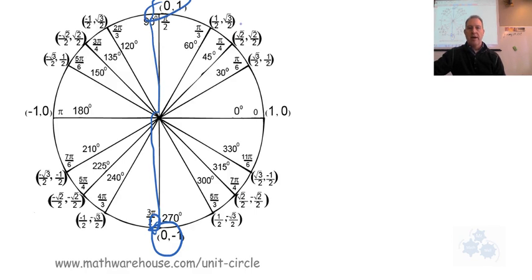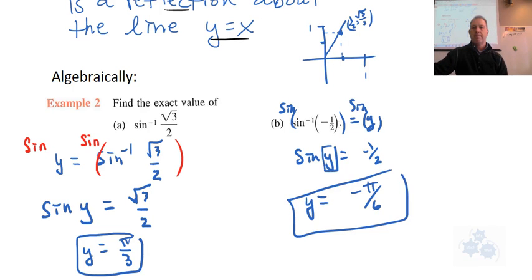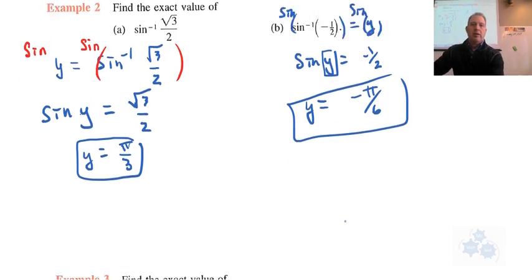So where is negative 1/2 on the sine side? I see it right there. So that's going to be what? Negative what? Yeah, it's going to be negative pi over 6. Okay? Very good. Okay? So let's move on.